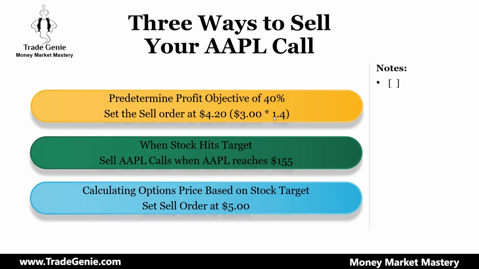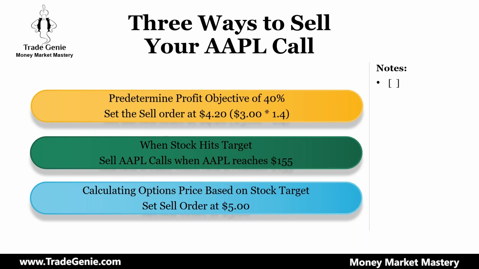But like I described, this has some drawbacks. 40% may not be there. What about the 40% profit objective if, let's say, Apple hits 155 tomorrow? You bought at 150, it went to 155 immediately. So it won't be 40%, it may be 100%. A $3 option can become $6. So you lost that opportunity.